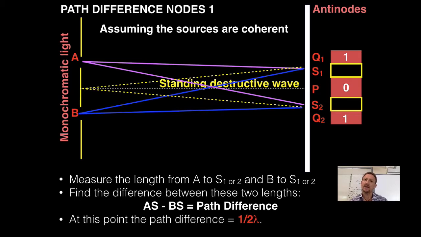As I said, the wavelength happened to be 2 meters. The difference between AS1 minus BS1 or AS2 minus BS2 in this case would be 1 meter. That means that's half a wavelength. They're not really given orders, but basically all you need to understand for nodes is they're going to be half a wavelength difference. So let's look at the next nodal point beyond order 1 of the antinodes.